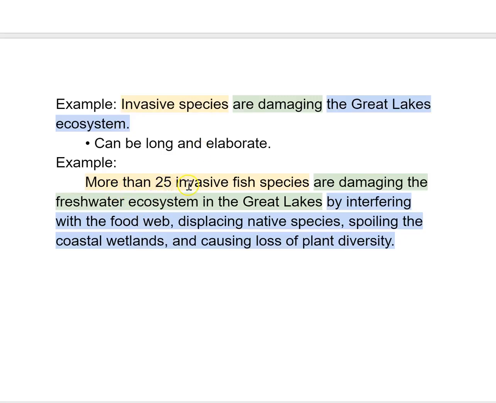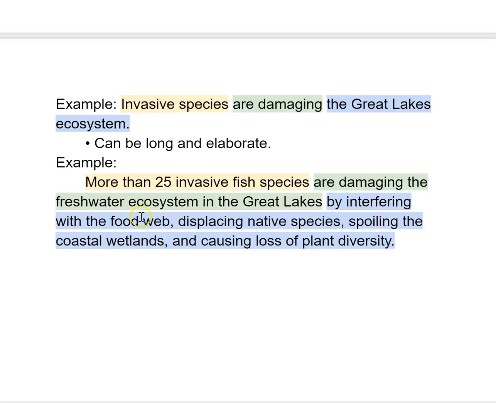I'm going to find out what those 25 invasive fish species are. I'm going to learn a little bit more about how they're interfering with the food web. What exactly are they doing that's interfering with the food web? I know I'm going to learn how they're displacing native species and what some of those native species might be that they are displacing. And that just means animals that normally live in the Great Lakes are being pushed out of the Great Lakes by these invasive fish. So I'm going to learn about what are some of the other plant and animal life that are being pushed out of the Great Lakes because of these invasive fish.